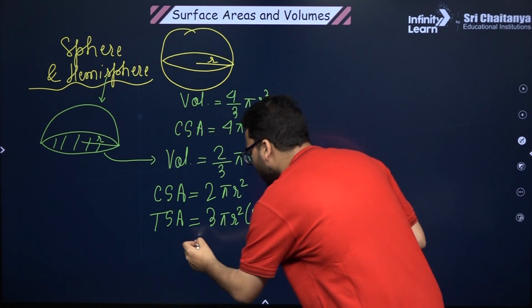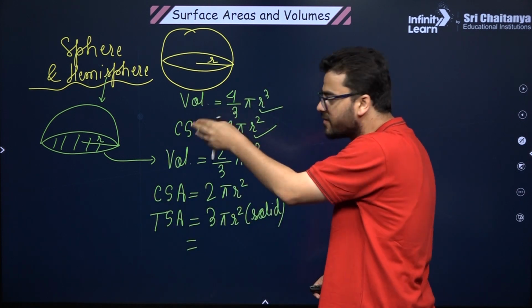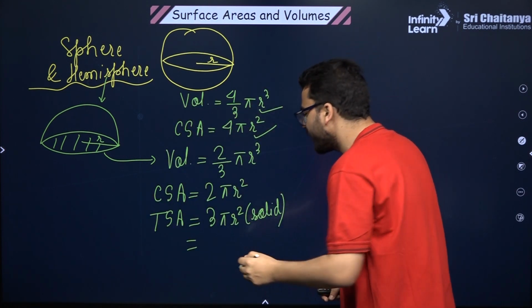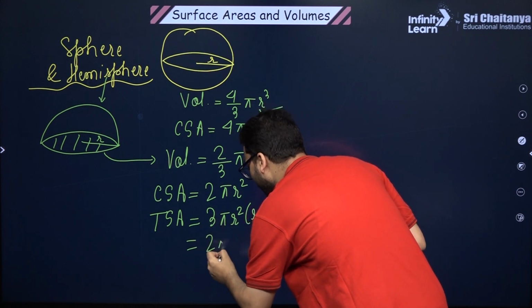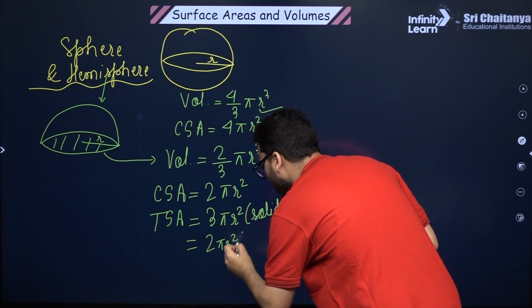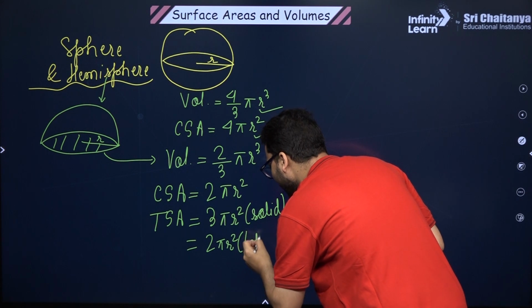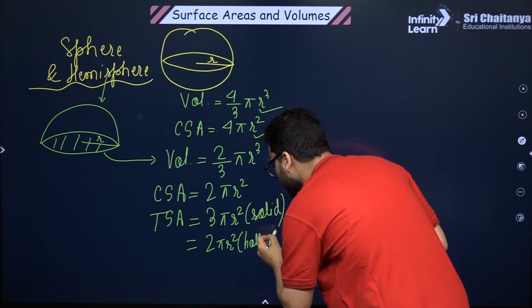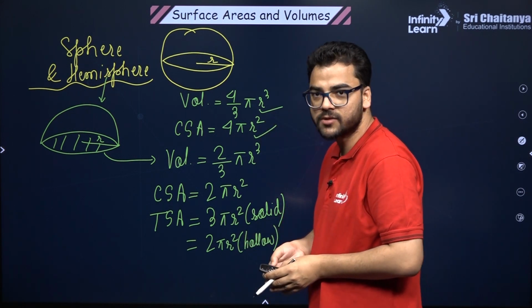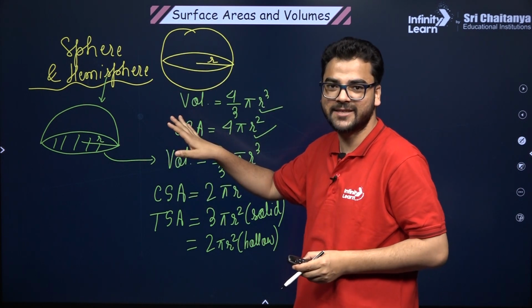And if it's a hollow hemisphere, only the curved surface area will be its total surface area. So that will be 2 pi r square if it's a hollow hemisphere. Now again, don't get confused. You can also think that a hollow sphere is having inside surface as well, right?